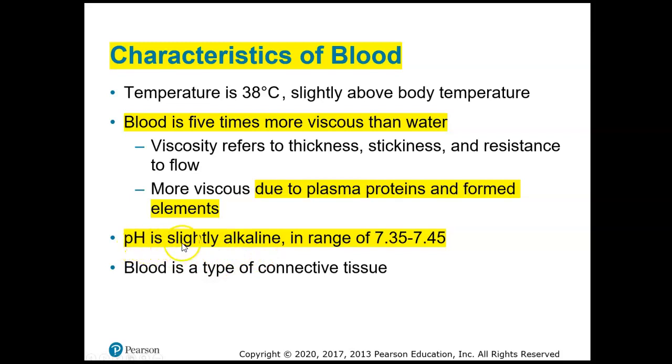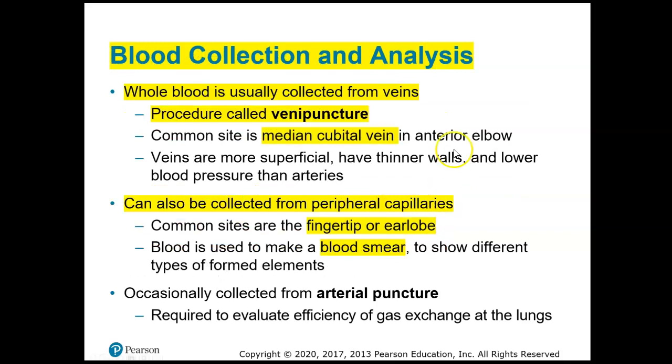The pH of blood is slightly alkaline or basic. A healthy pH for blood is between 7.35 and 7.45. It's dangerous when the pH of blood goes too high or too low. That leads to acidosis or alkalosis, which are both dangerous conditions.